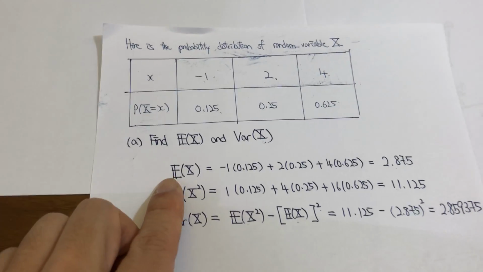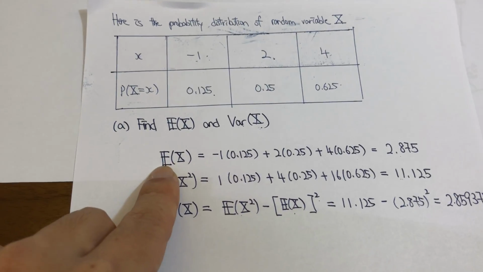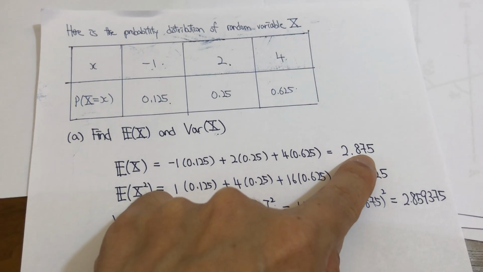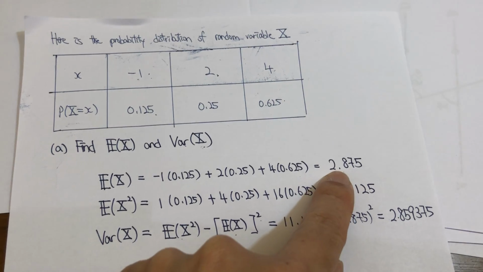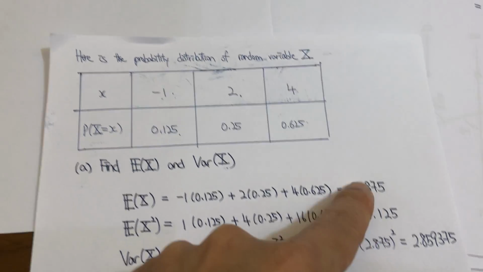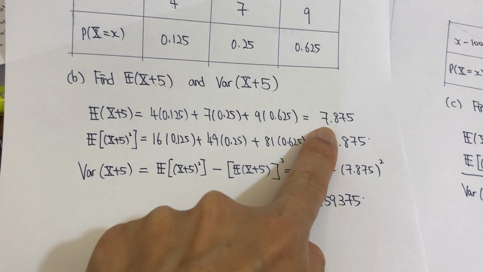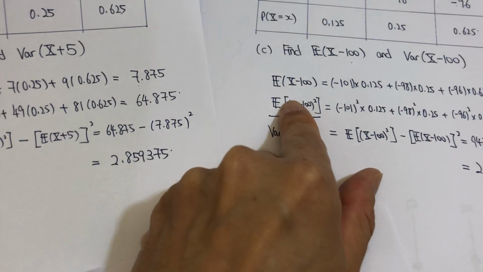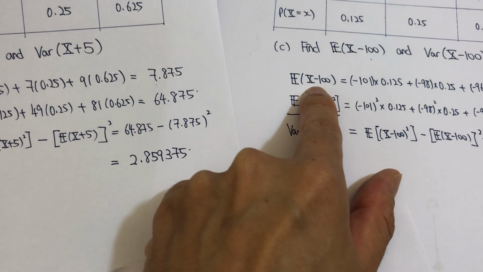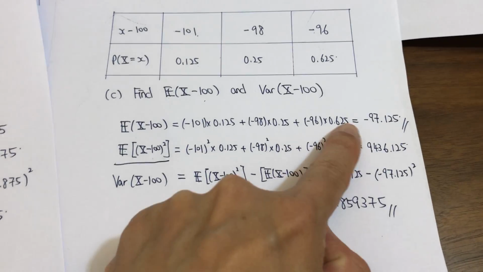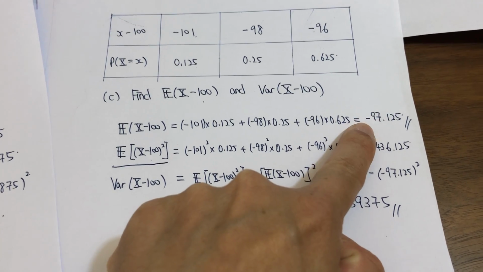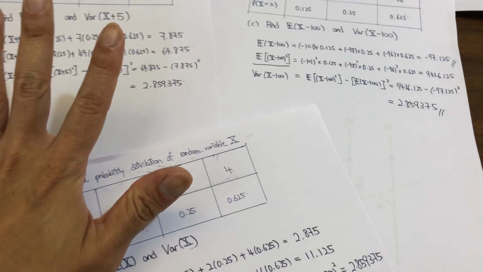Then what about the expected value? The original expected value of x is 2.875. So when you consider the expected value of x plus 5, you simply use the original expected value plus 5. 2.875 plus 5 becomes 7.875. Then what about the expected value of x minus 100? According to this rule, we simply use the original expected value 2.875 minus 100, and it becomes negative 97.125. So do you see the relationship there?